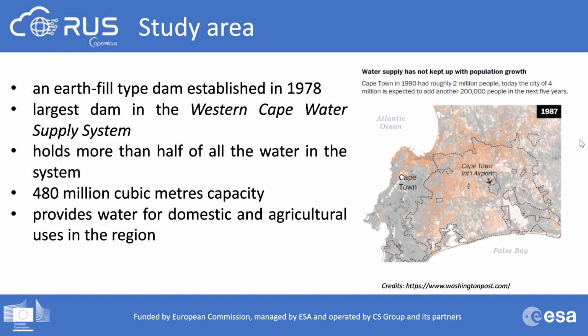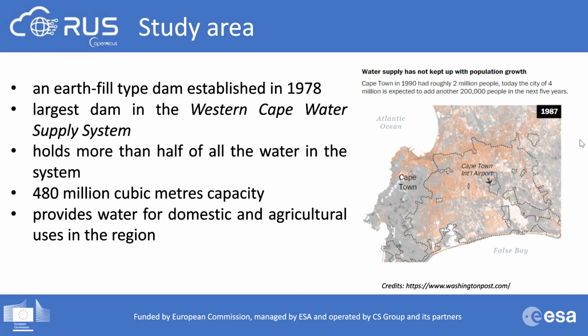The dam we are looking at today is the largest airfield type dam in this water supply system with a capacity of 480 million cubic meters, which is about 41% of the water storage capacity available to Cape Town. The dam mainly serves for municipal and industrial use as well as for irrigation purposes.